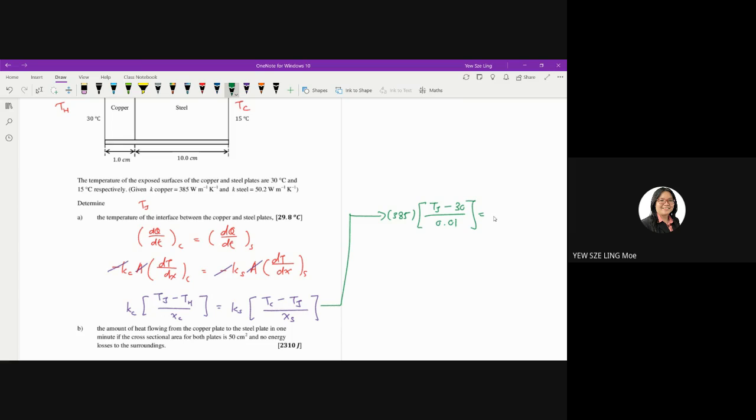And then your K_S is given as 50.2, and then your T_cold is 15 minus T_J, divided by 0.1. So make sure your T_J is at the right position. Then rearrange the equations. Eventually, you will obtain the temperature at the interface, at the joint, equal to 29.8 degrees C. So that is the answer for question A.